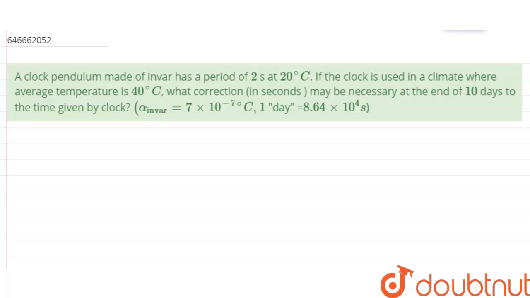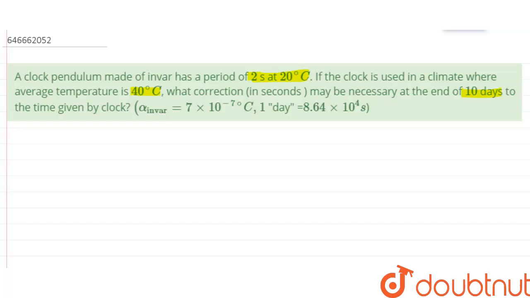Hello everyone. So the question is, a clock pendulum made of invar has a period of 2 seconds at 20 degrees centigrade. If the clock is used in a climate where average temperature is 40 degrees centigrade, what correction in seconds may be necessary at the end of 10 days to the time given by the clock?